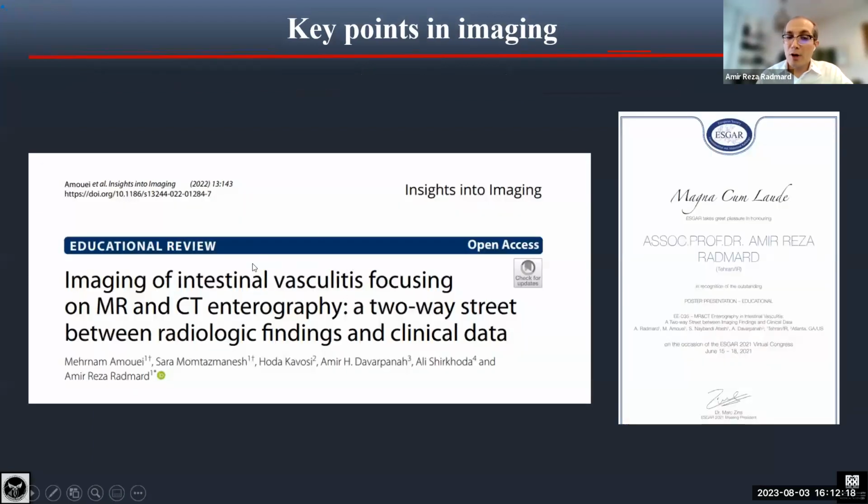For those who are interested to learn more about the imaging of intestinal vasculitis, I would recommend this comprehensive educational review that we published in the journal Insights into Imaging from our institution. The educational exhibit of this paper received the prestigious award of magna cum laude from the annual meeting of the European Society of Gastrointestinal and Abdominal Radiology in 2021.